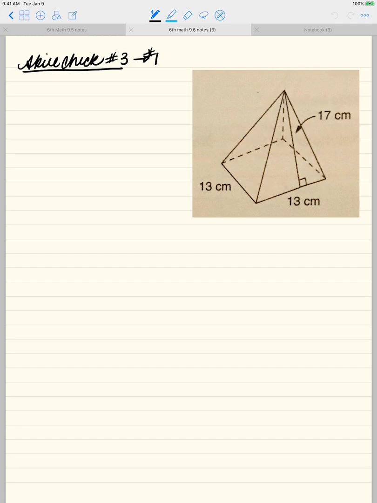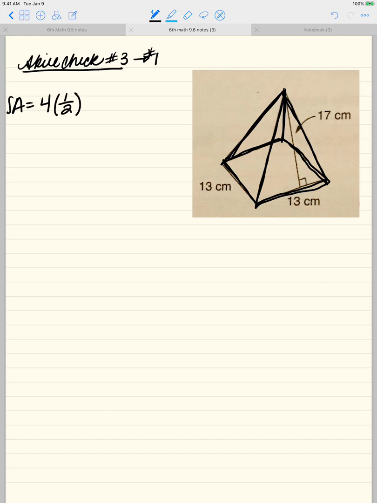Now the last thing we're going to do is box skill check number 3. We're going to do number 1 together. So this to me looks like another square pyramid. We have a square down here at the bottom, which means we have 4 triangular faces. Here's 1, here's 2, here's 3, and then this 1 in the back. Here's 4, okay?